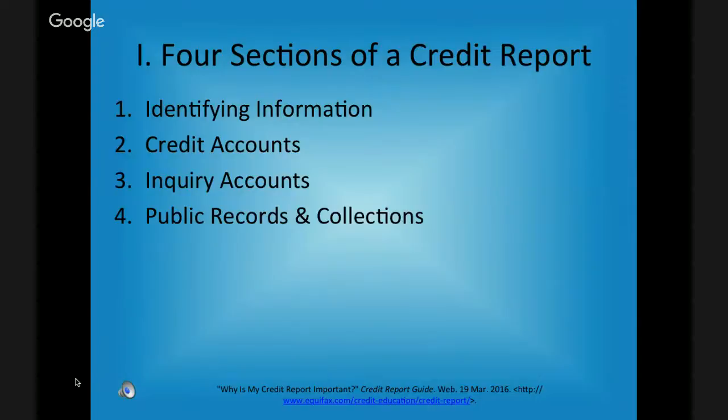Today we're going to cover 4 sections of a credit report. 1. Identifying information. 2. Credit accounts. 3. Inquiry accounts. And 4. Public records and collections. All 4 of these are major parts of a credit bureau.